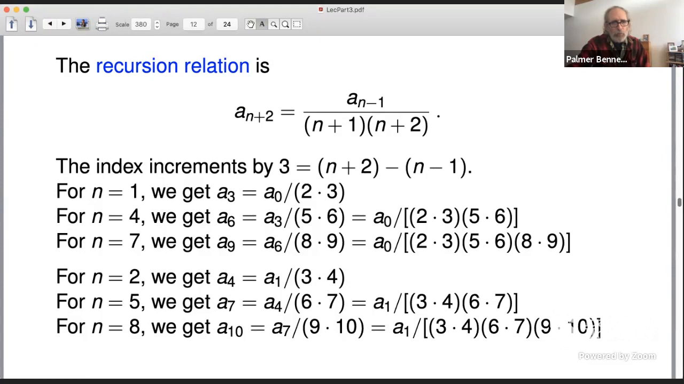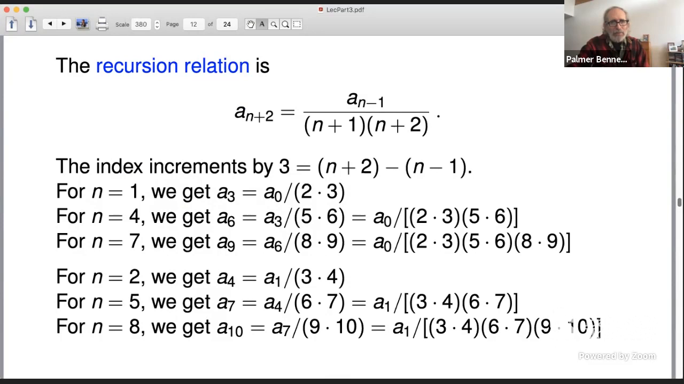Okay, and then we'll do one more. We know A7, so we should take n to be 8, so that we get A7 here, and that's going to give us A10 is A7 over 9 times 10. And then we use the previous formula for A7, and we get A10 is A1 over 3 times 4, 6 times 7, 9 times 10.